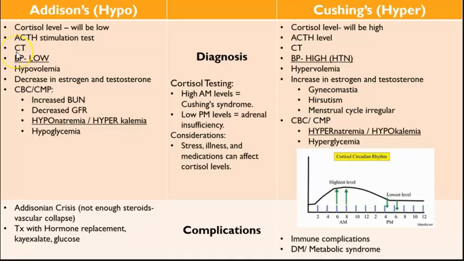CT scan. What's a CT going to tell us? Is there something wrong with the adrenal gland? Is it missing? Is it just scar tissued? Is it no longer working because it's all scarred up and calcified? Or does it have a tumor on it? A pheochromocytoma? That is what sits on top of the adrenal gland, and that's going to make them hypersecrete.